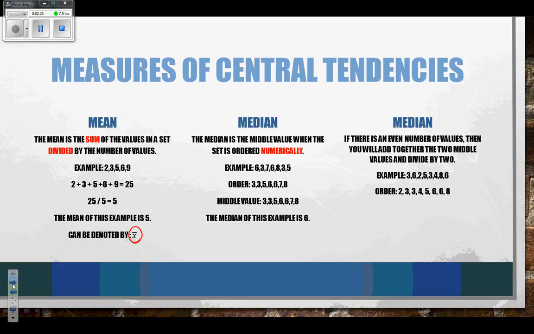From here, I have to mark off numbers from each side until I come up with the numbers in the middle. So for this example, I have the numbers 4 and 5 in the middle. So now I have to add those two numbers together and then divide by 2. When I find that answer, I get 4.5. So the median of this example is 4.5.